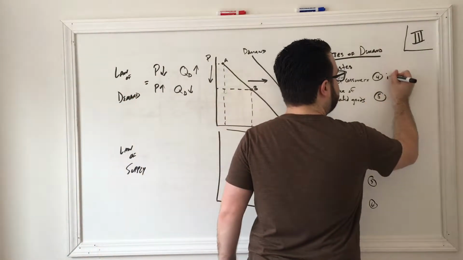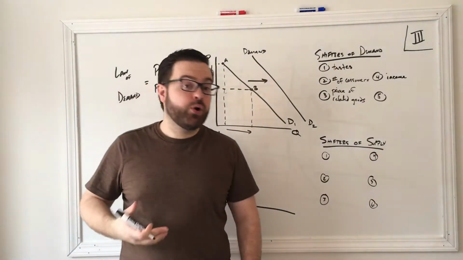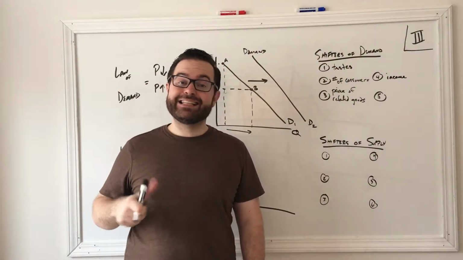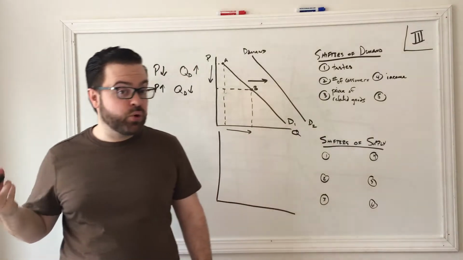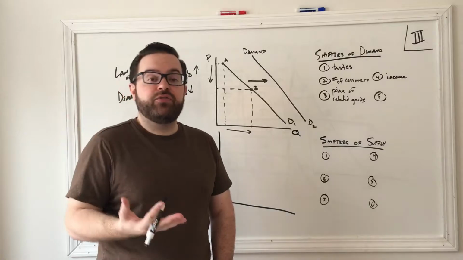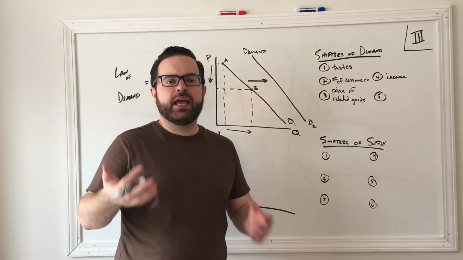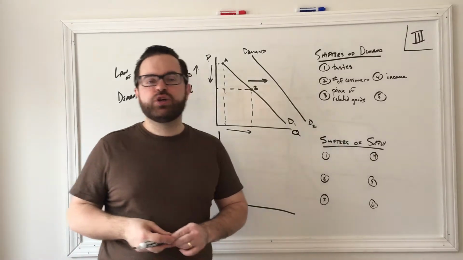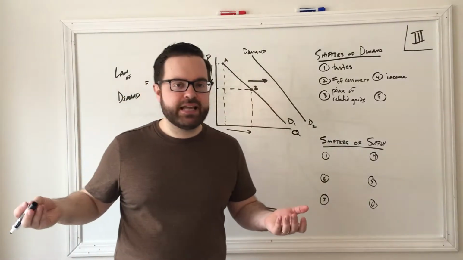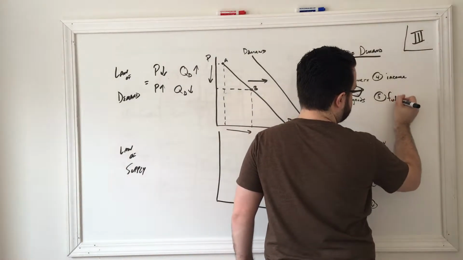The next one is your income. If you get really rich, you're going to buy more of normal goods and less of inferior goods. If you're on the poorer end of the income distribution, you're going to have more inferior goods that you want. Remember, inferior goods are things like cans of beans, while normal goods would be a big steak fillet. And then the last one is your future expectations.